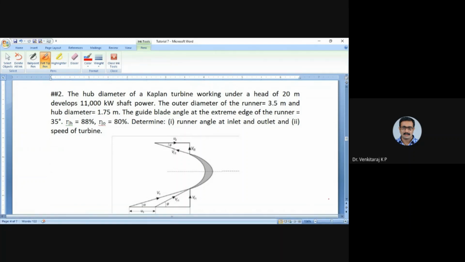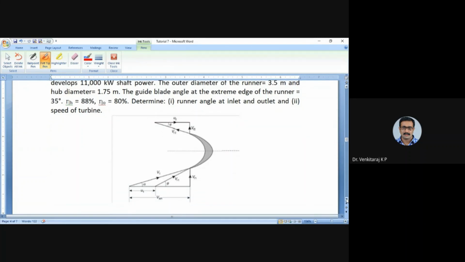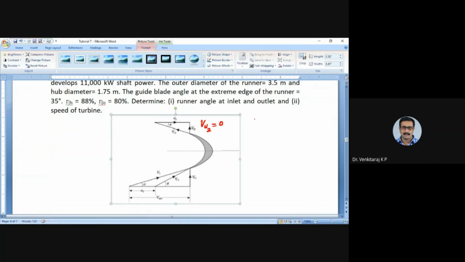So this is the velocity diagram for the Kaplan turbine. If the flow is axial, the exit velocity diagram is a right angle triangle. So we have Vw2, that is the whirl velocity at exit, is 0. So let us first of all write down the given data.